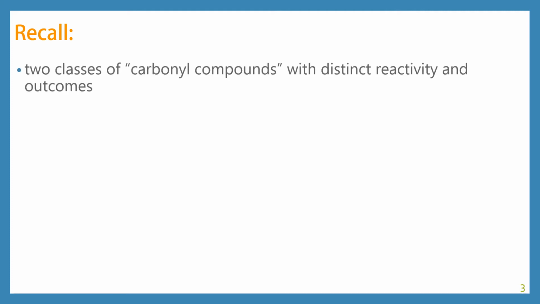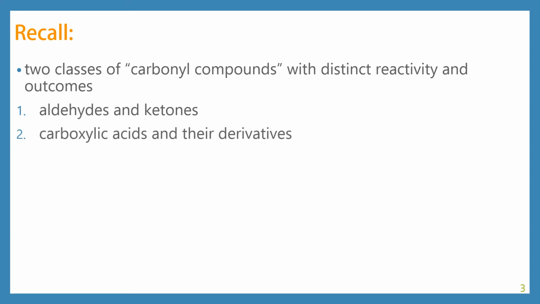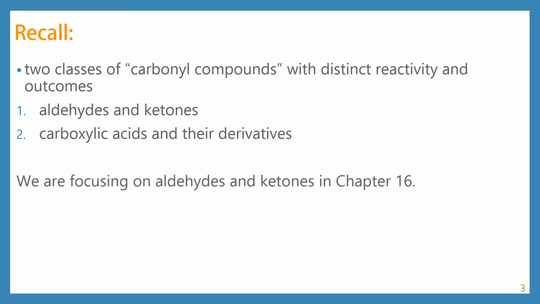So, first things that I need you to recall, there are two classes of what we call carbonyl compounds, and they have their own distinct reactivity and outcomes. The first class are aldehydes and ketones. The second class are carboxylic acids and their derivatives. So that includes things like esters, amides, anhydrides, acid chlorides, things like that. In this chapter, we're going to focus on aldehydes and ketones. So everything that you learn in this chapter is specific to the chemistry of aldehydes and ketones only.